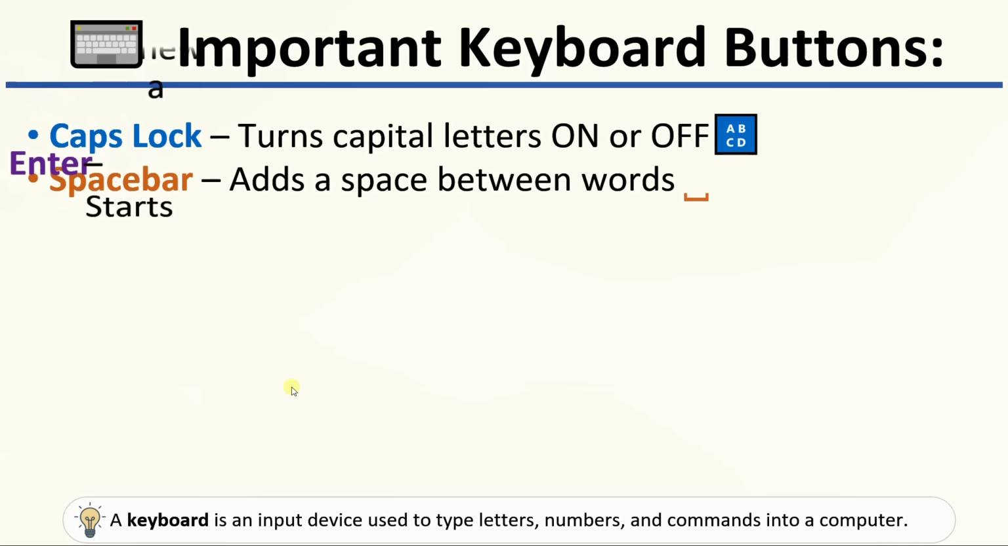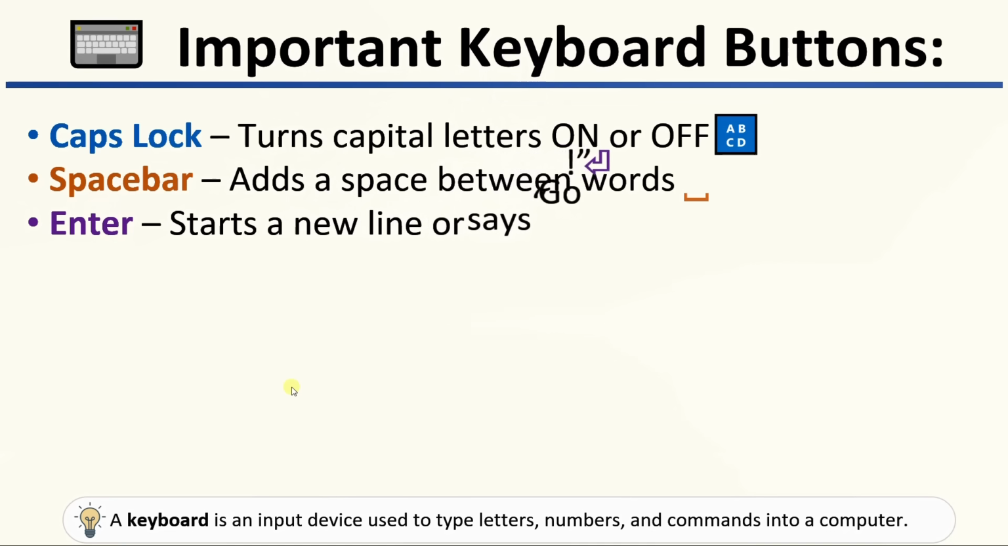You will use the Enter key. This key moves you to the next line or tells the computer, go. You will use this a lot when typing something with your keyboard. Now, what if you want to type just one capital letter or a symbol like a bracket or an exclamation mark? Here, you will use the Shift key.